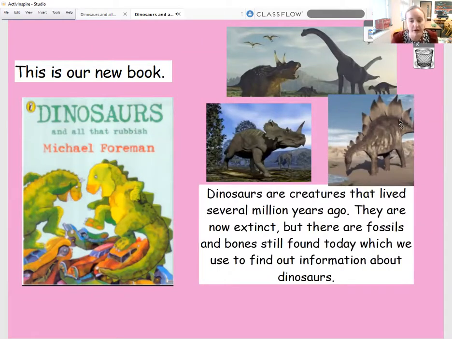So dinosaurs are now extinct, so they're not alive anymore, but their fossils and bones are still found today, which people find and they dig up out of the ground, and they use these fossils to find out more information, more facts about dinosaurs. Okay, and there's lots of non-fiction books, which is something we were looking at last week, about dinosaurs. So if you wanted to find out any exciting facts about dinosaurs, you could go and have a look at non-fiction books, and there'd be lots of information that you could find in there.